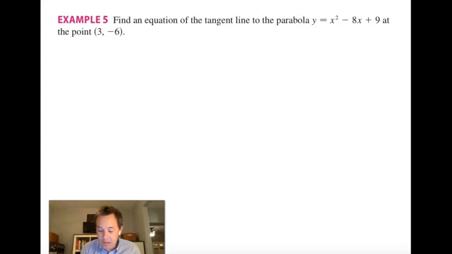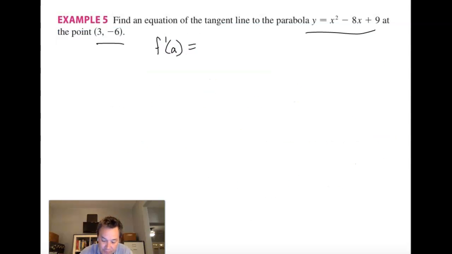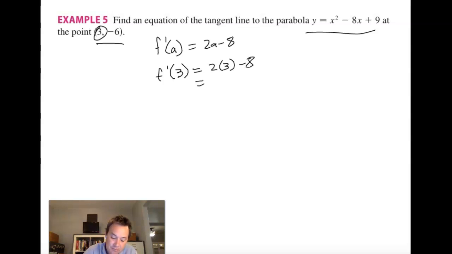So this parabola, if I want the slope at the point 3, negative 6, this was the same parabola we were just working with. We just found out that f prime at a is just 2a minus 8. And so if I want to find the slope at the point 3, negative 6, I'll just plug in the 3. A is the fixed x-coordinate. All right, well, the slope should be negative 2.